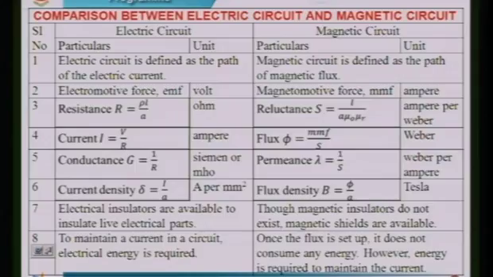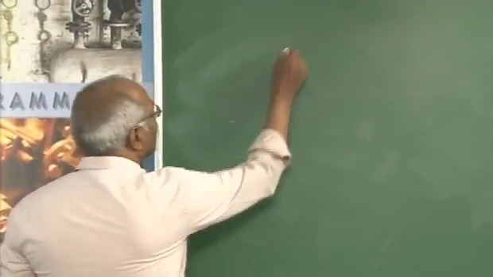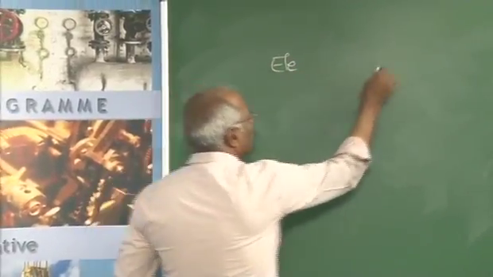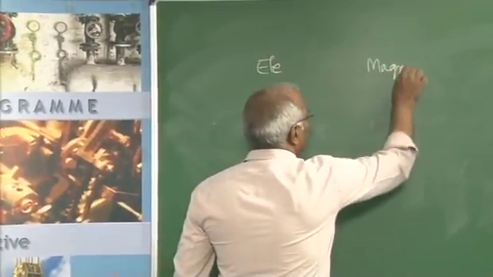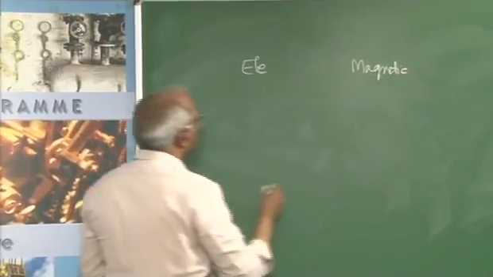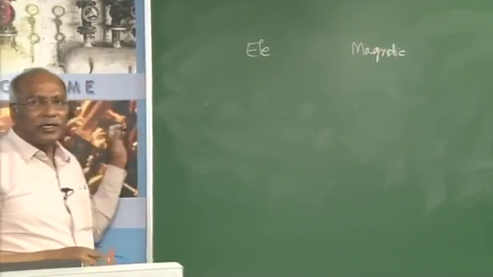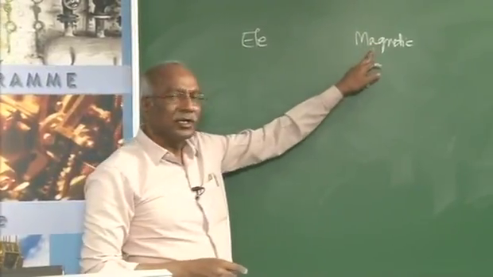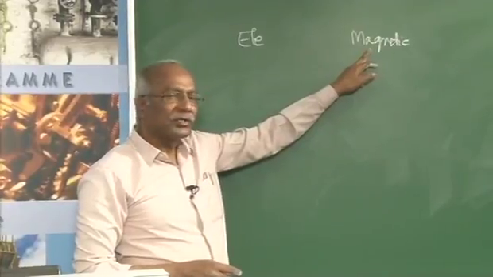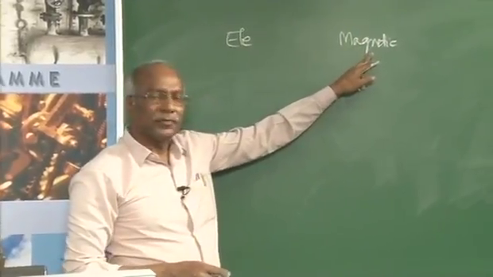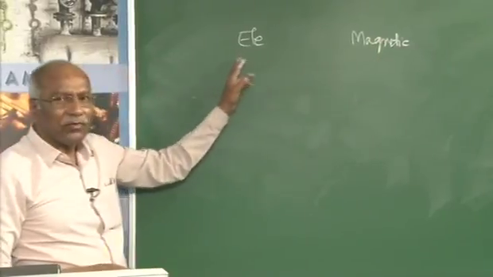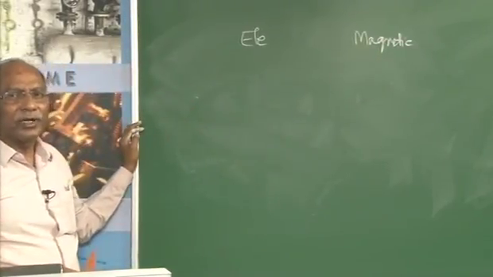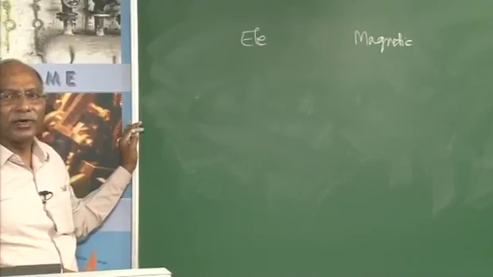Now, what will be the comparison between the electric circuit and the magnetic circuit? An electric circuit is defined as the path in which the current flows, while a magnetic circuit is the circuit in which the flux follows the path. That's the difference here. An electric circuit is the path of the electric current, while a magnetic circuit is the path of the magnetic flux.